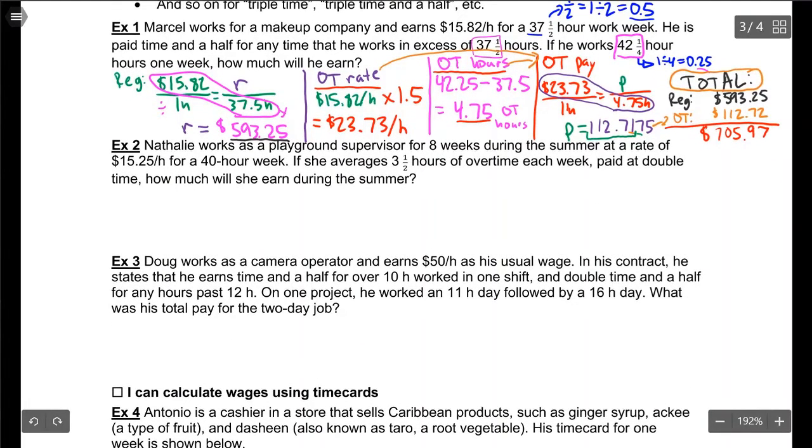Let's try another example. Natalie works as a playground supervisor for 8 weeks during the summer at a rate of $15.25 an hour for a 40-hour week. If she averages 3.5 hours of overtime each week and is paid at double time for her overtime, how much will she earn during the summer?